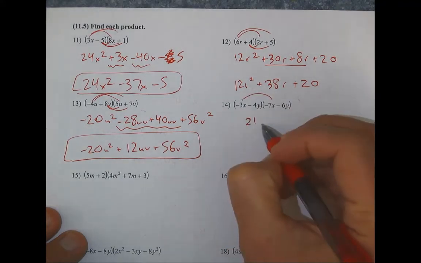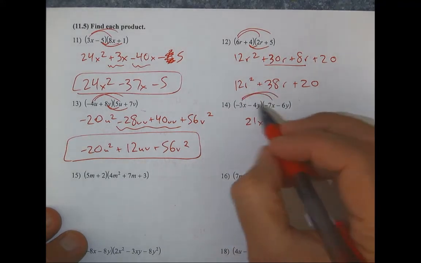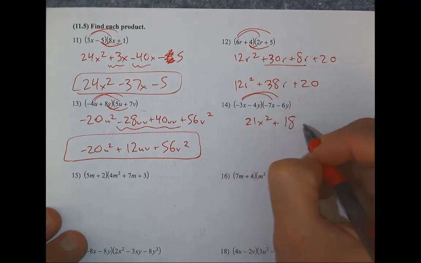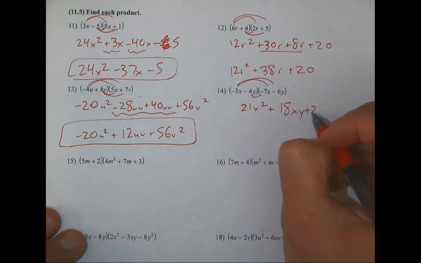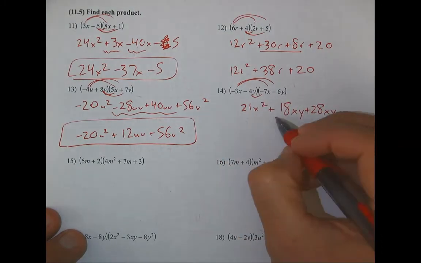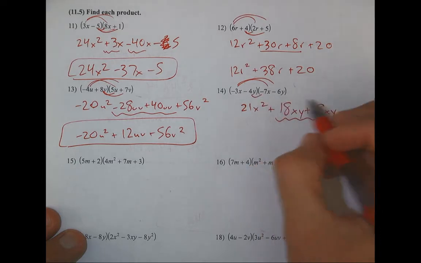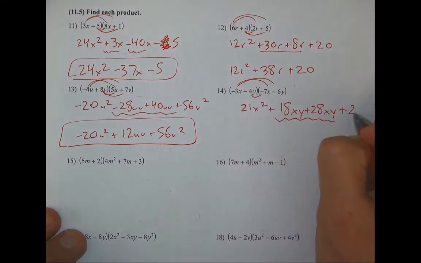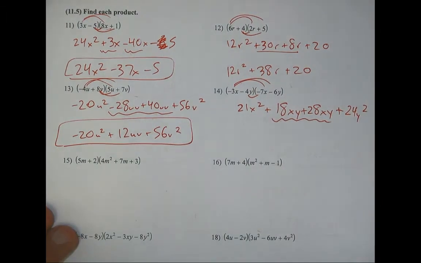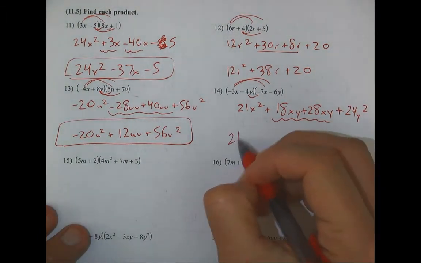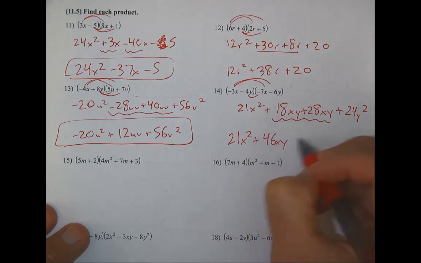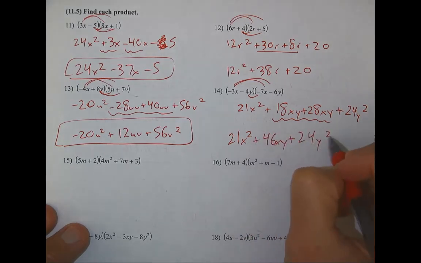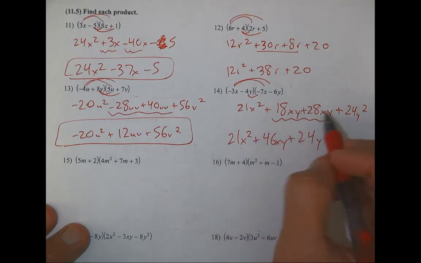Multiplying, positive 21x squared, positive 18xy, positive 28xy. Those will go together. And positive 24y squared. So we have 21x squared. Put those together. That's 46xy. Bring down the y squared. Again, none of these are like terms. X squared is different than y squared, which is different than xy. But xy can go with xy.